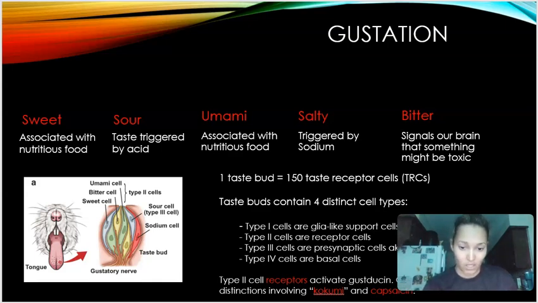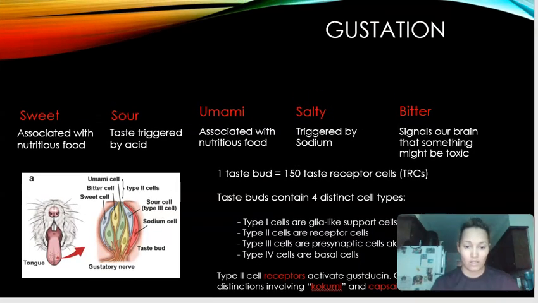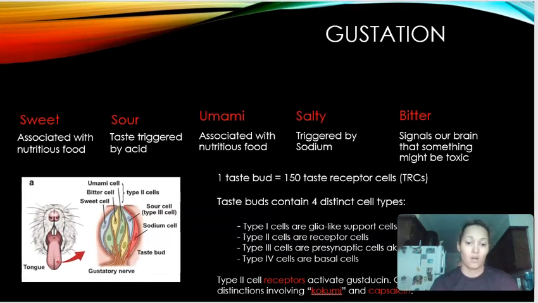The salty and sour sense of taste are associated with ion channels because sour is acidic and salt is associated with sodium, both ions. The sweet, bitter, and umami are receptors that are involved in the activation of your G protein coupled receptors.